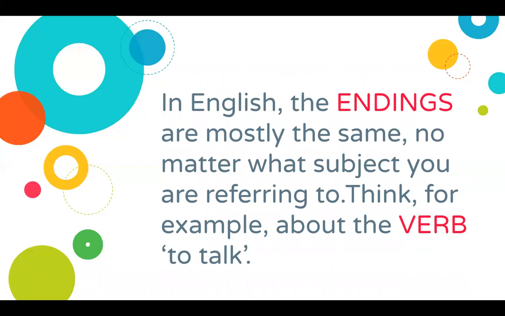In English, the endings are mostly the same, no matter what subject you are referring to. Think, for example, about the verb to talk. How would you change the word "to talk" in order to say that each of the people in the chart talks? I would like you to take a minute to pause this video and fill out this chart, saying what form of "to talk" you'd use to say each person talks.